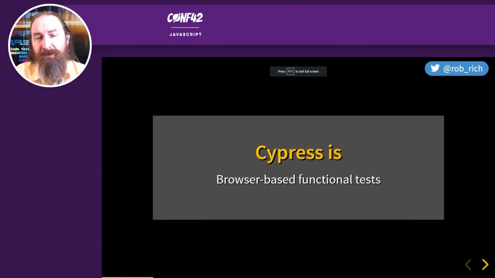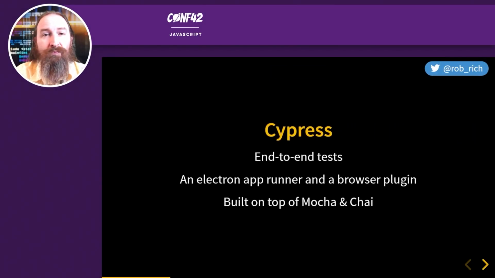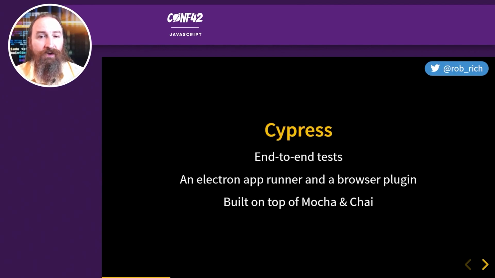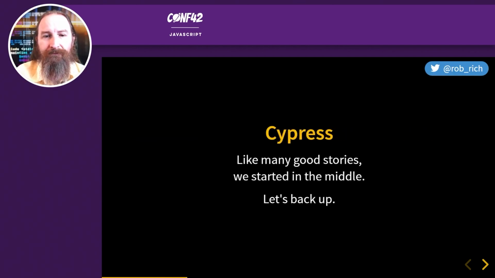Cypress is a great way to do browser-based functional testing, or said differently, a great way to do end-to-end testing of websites in the same way that a user would. It's built on top of Mocha and Chai, so if you're familiar with Mocha or Jest or Jasmine, you'll feel right at home. Now it's two parts. One part is the test runner, the Electron app, and one part is a browser plugin that makes it work really well with other systems.